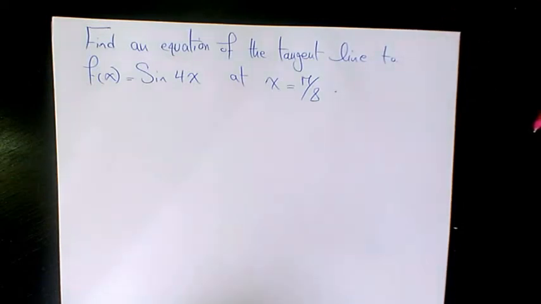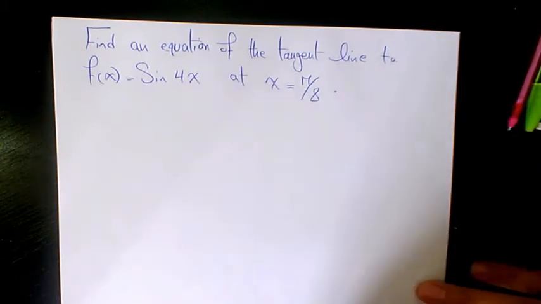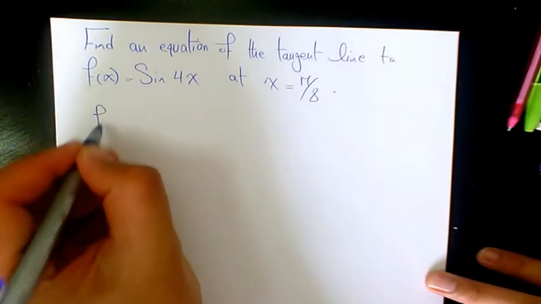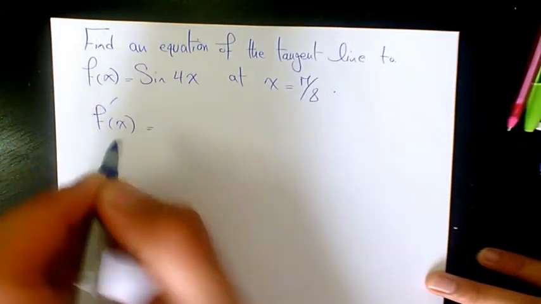Welcome to another video. In this video I want to show you how to find the equation of a tangent line. It says find the equation of the tangent line to f of x equals sine 4x at x equals pi over 8. So first thing I need to do is find f prime.